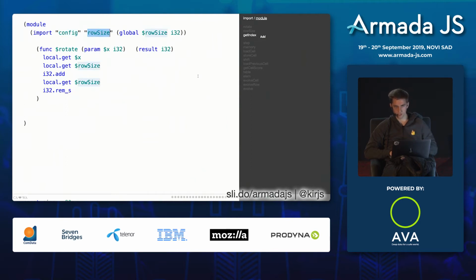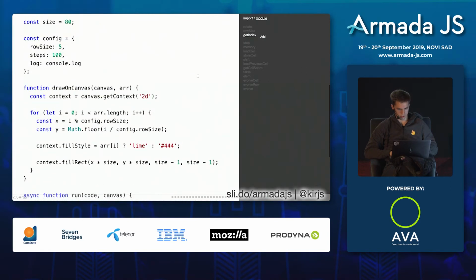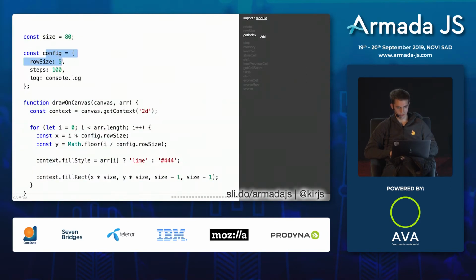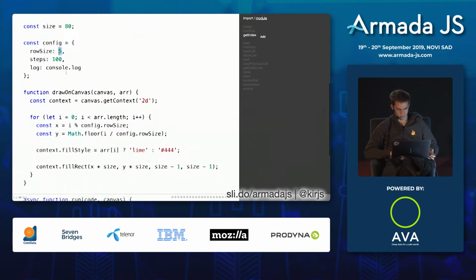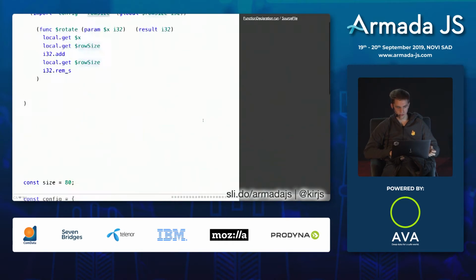I have a bunch of JavaScript which is running this thing, and you can see here I have a config object. It has a property of row size. The value is 5. And then at some point when I instantiate WebAssembly, and this is a lot of code, so just focus on what's selected, I pass the code and this configuration file. Now we can basically access this object in WebAssembly and get all the values from it.